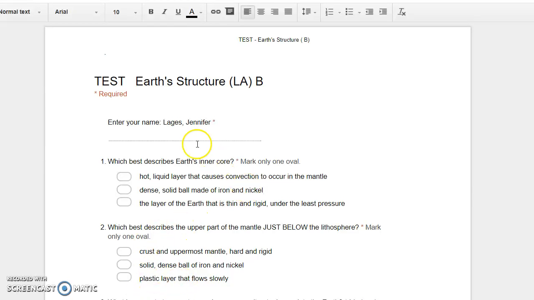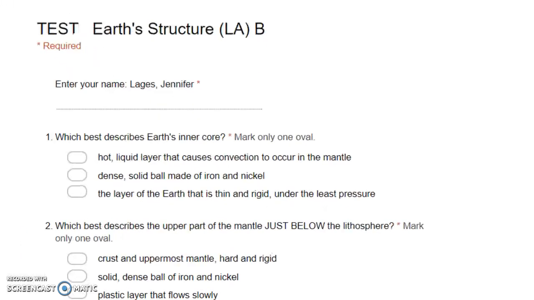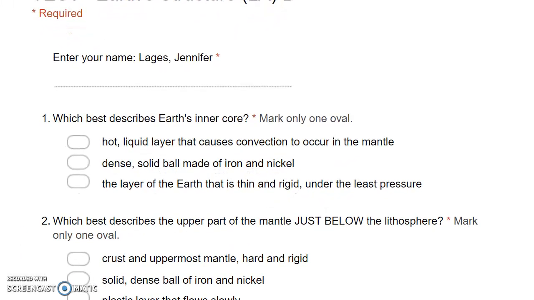Hi, so here is the Earth structure test. Number one, which best describes Earth's inner core? Mark only one oval. Hot liquid layer that causes convection to occur in the mantle. Dense solid ball made of iron and nickel. The layer of the Earth that is thin and rigid under the least pressure.